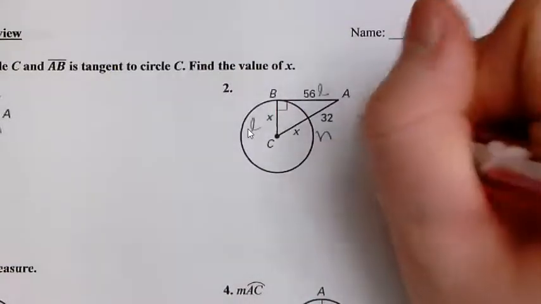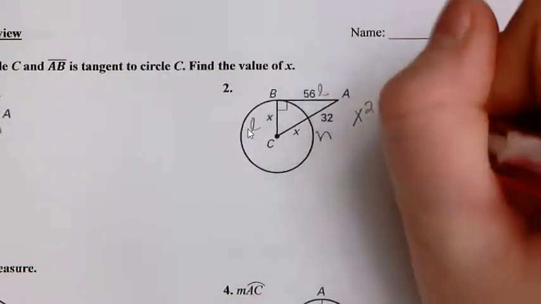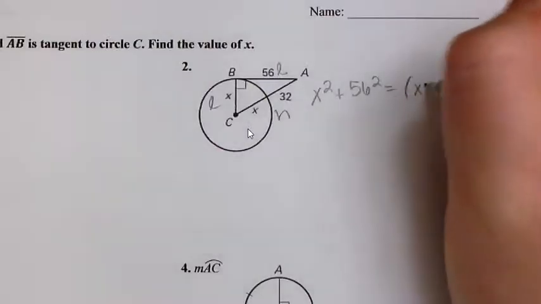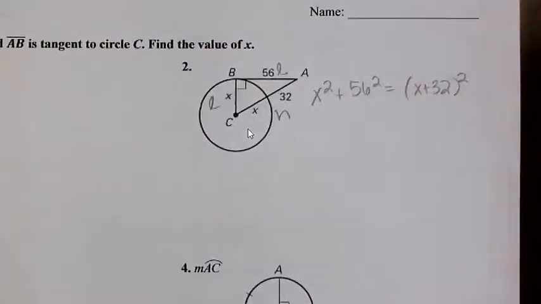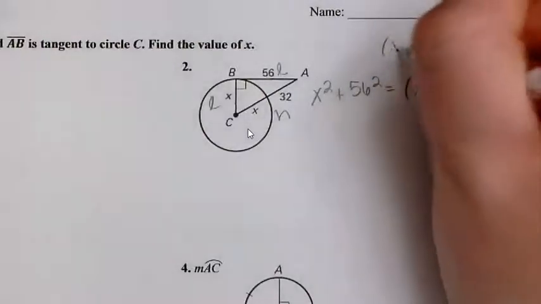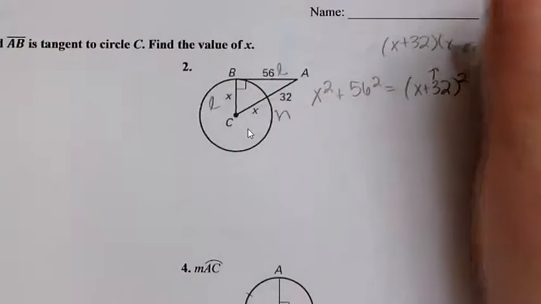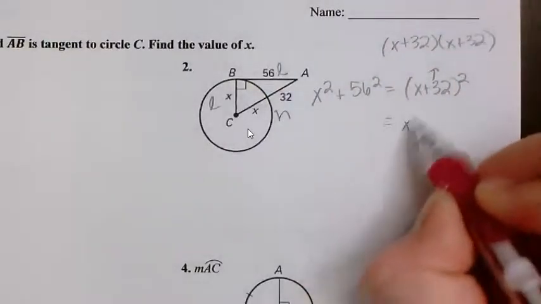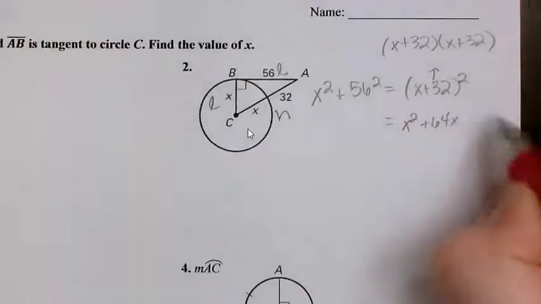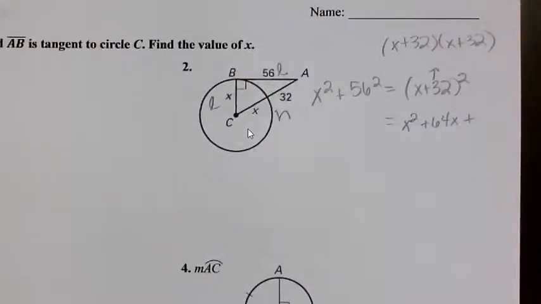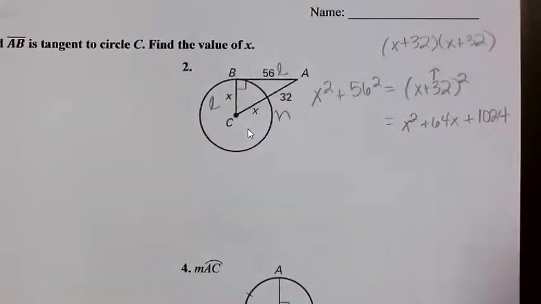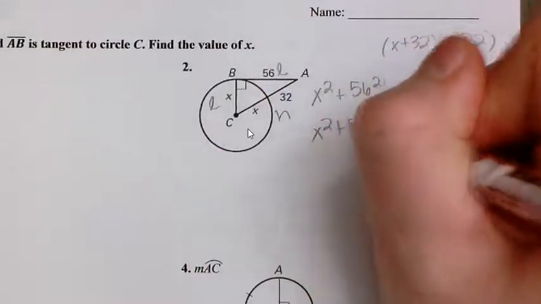I'm going to help you set up number 2. On number 2, you have x squared plus 56 squared equals x plus 32 squared. You need to multiply this out, which would be x plus 32 times x plus 32. Distributing FOIL will get you the answer of x squared plus 64x plus 1024. Drop these down, and then you'd solve them out.